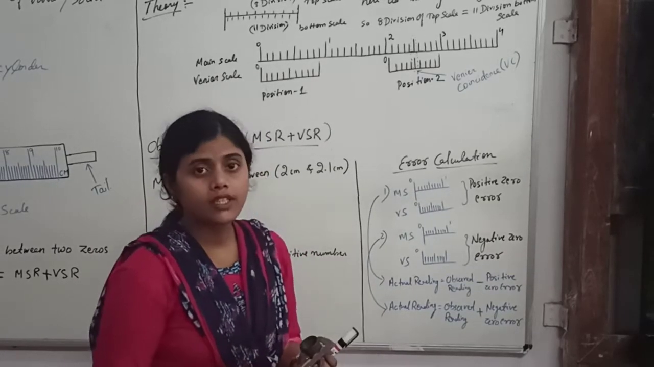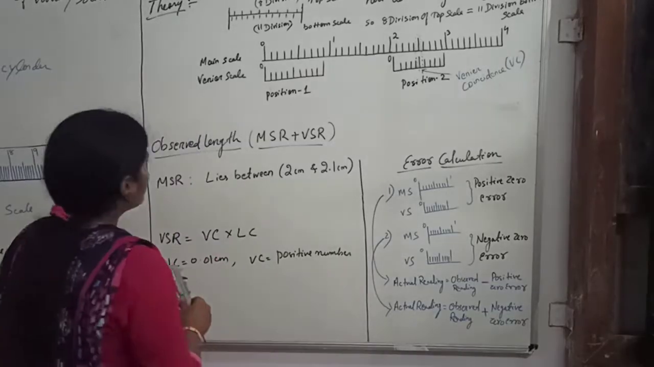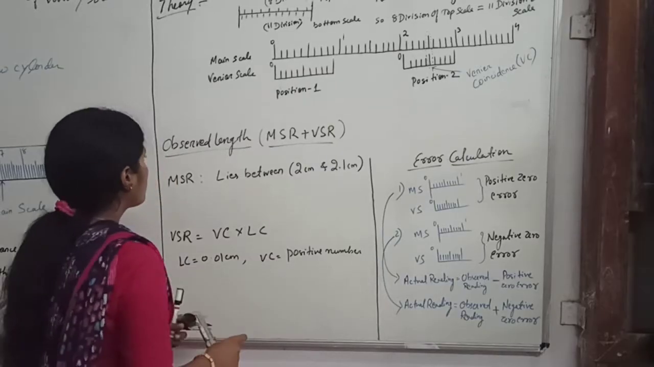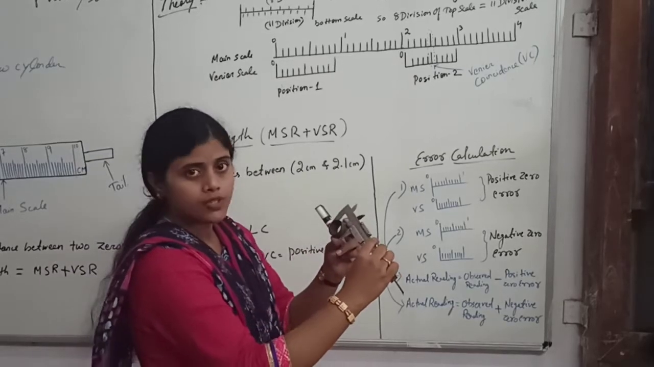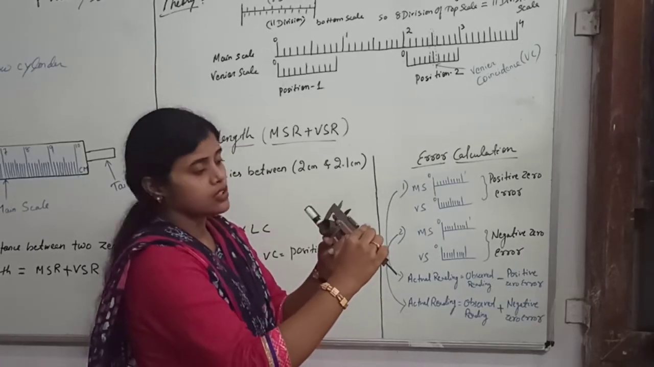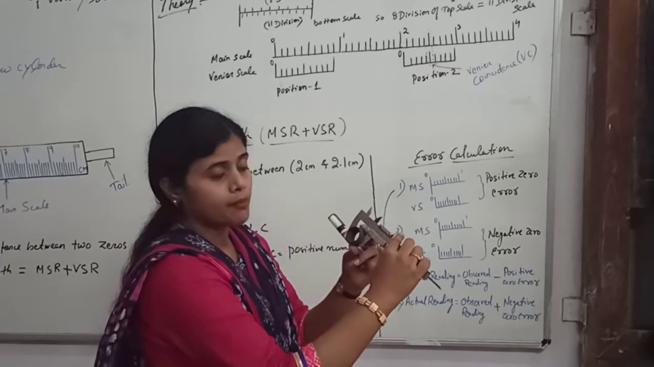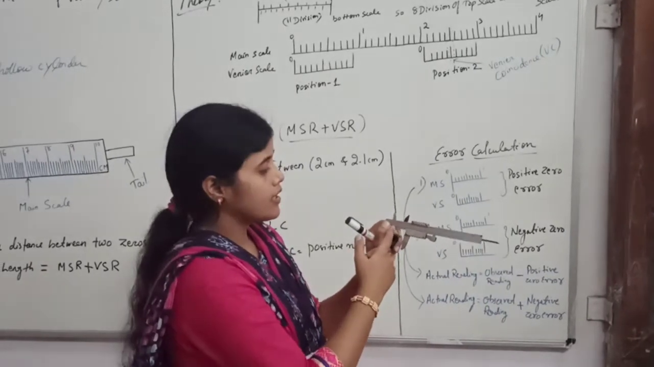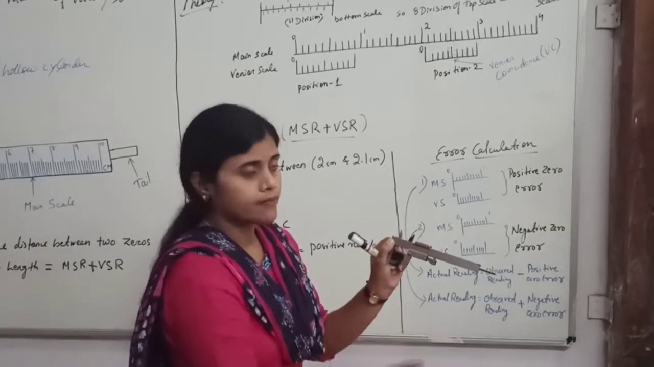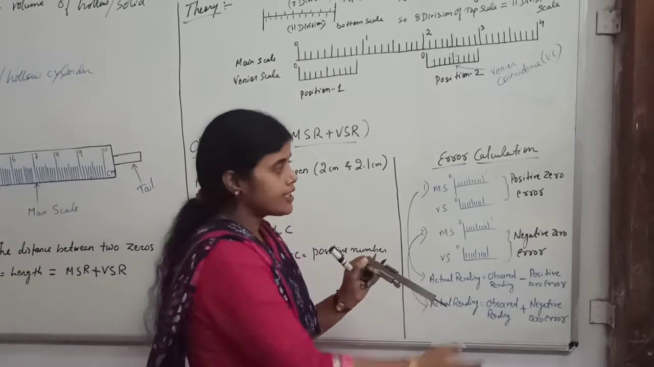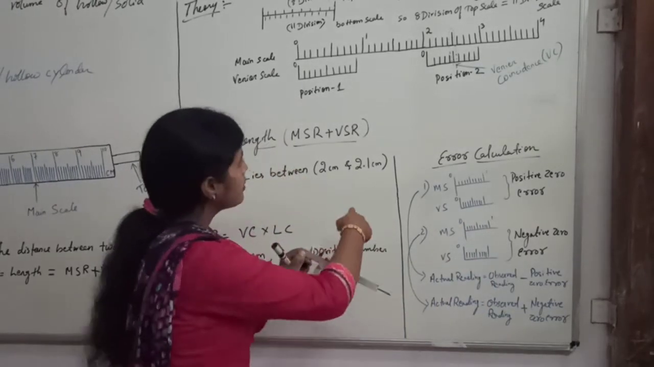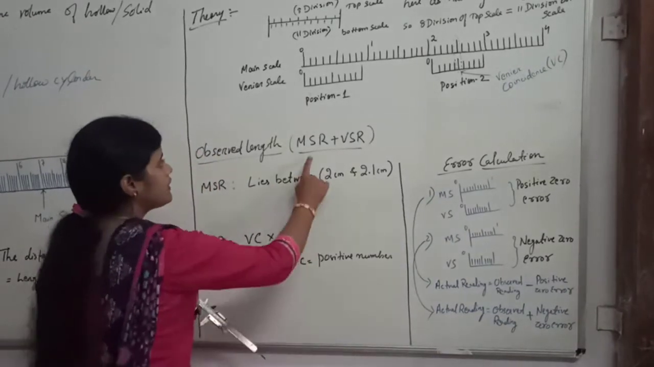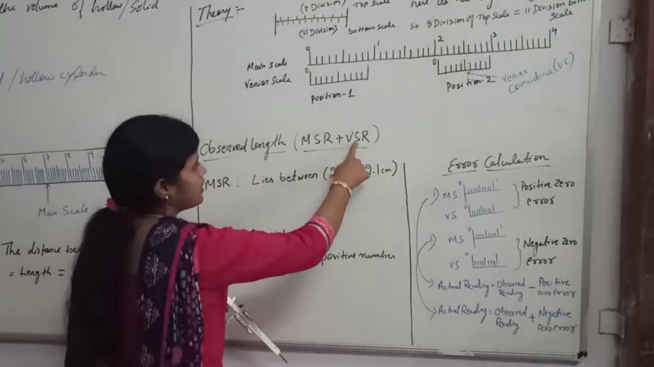So now let us understand how to find the observed length, which is given by main scale reading plus vernier scale reading. The observed length means when you place an object in between the jaws of a slide caliper, then the distance between the two zeros that I have told you about earlier will give you the observed length. You know how to find the error. I will tell you the formula for error also, but for the time being, just understand how to find the observed length first. This is given by main scale reading plus vernier scale reading.